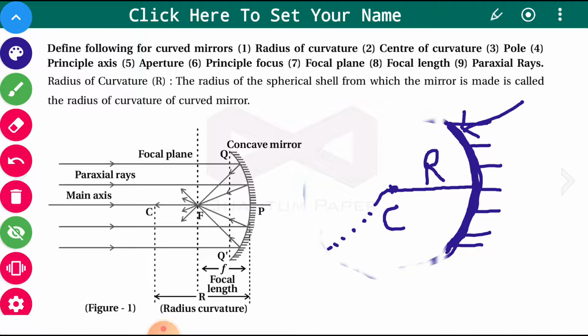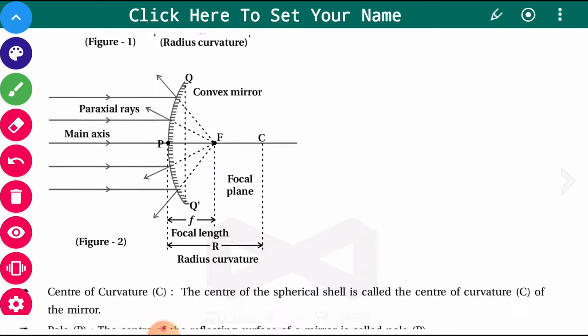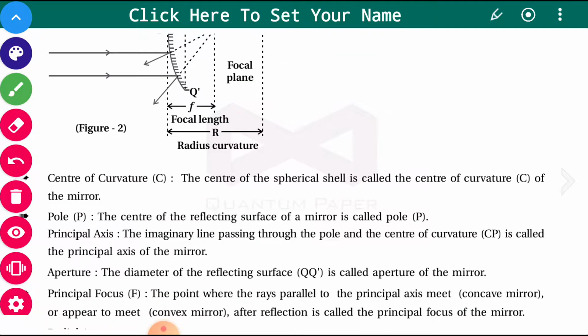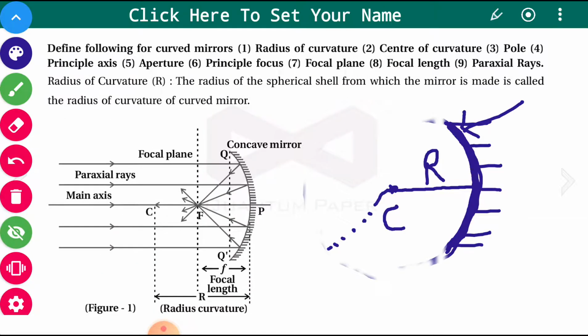Now there is a pole, the center of the mirror. Try to understand, the center of the mirror is known as the pole. The center of the reflecting surface of the mirror is called the pole. So here this will be the center and this is considered to be the pole of the mirror.